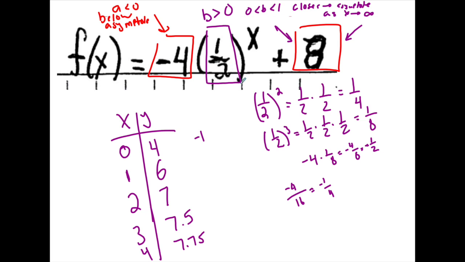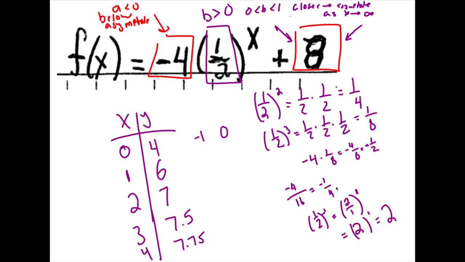Negative 1. Remember, a half to the negative 1. Remember how this works. First, you flip. Then you make the exponent positive. Now 2 over 1, that's the same thing as 2. So it's 2 to the 1, which is 2. Then we have 2 times negative 4, which is negative 8. Negative 8 plus 8 is 0.